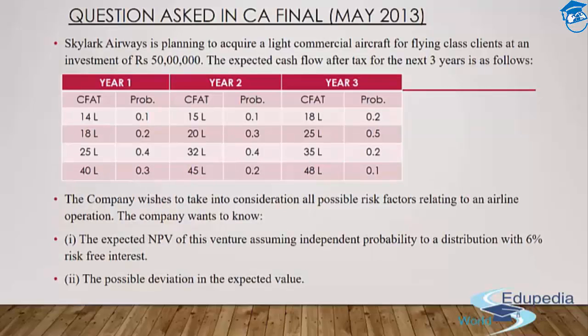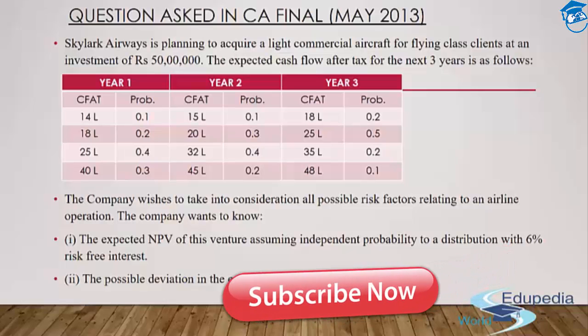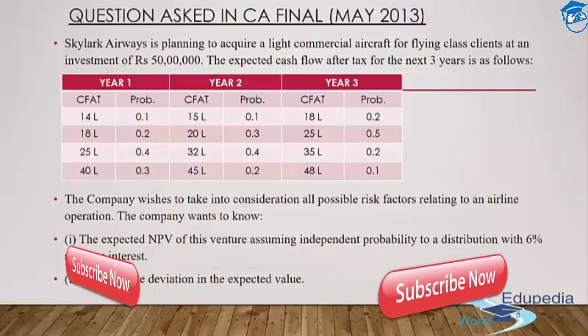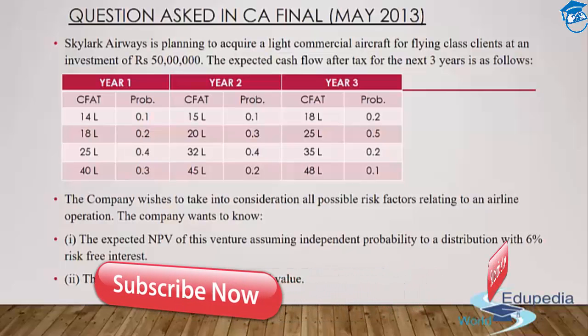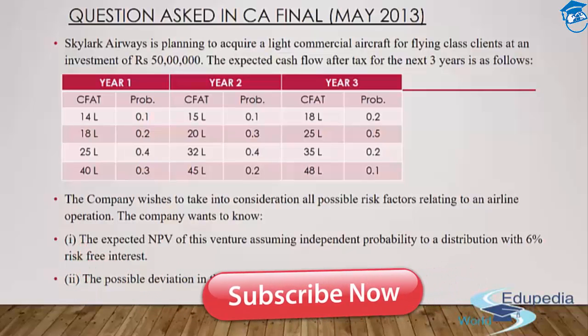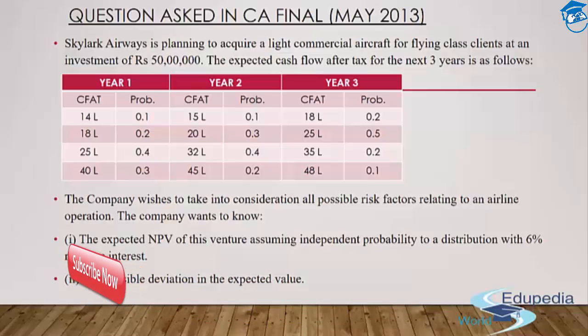So guys, this question was asked in the CA Final examination for May 2013. It says, Skylark Airways is planning to acquire a light commercial aircraft for flying class clients at an investment of 50 lakh rupees. The expected cash flow after tax for the next 3 years is going to be this: year 1, year 2, year 3. The cash flows after tax for year 1 are 14 lakh, 18 lakh, 25 lakh, 40 lakh.